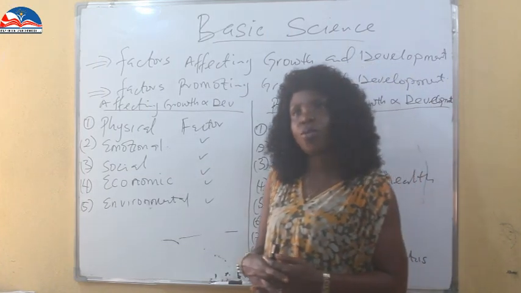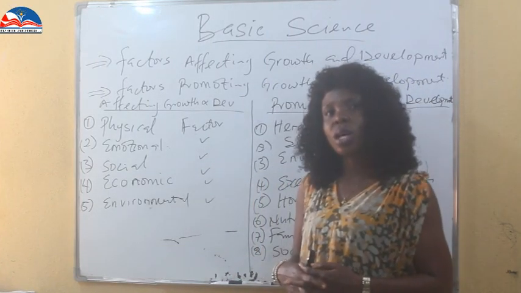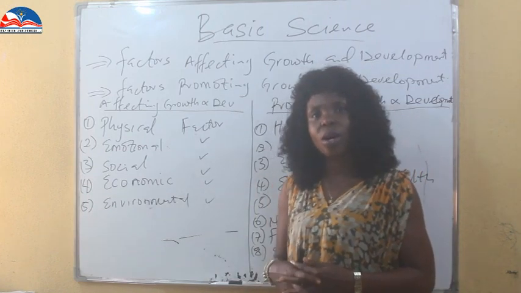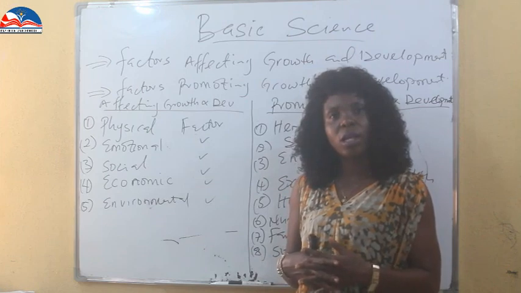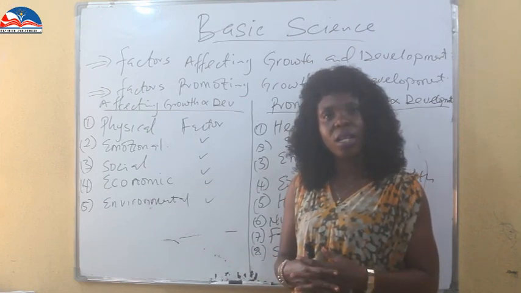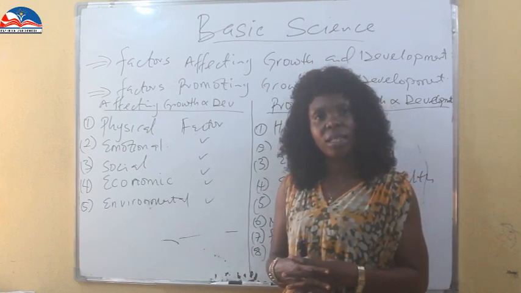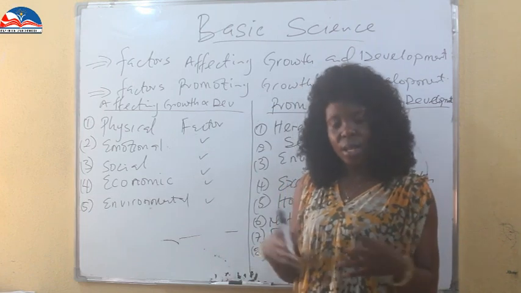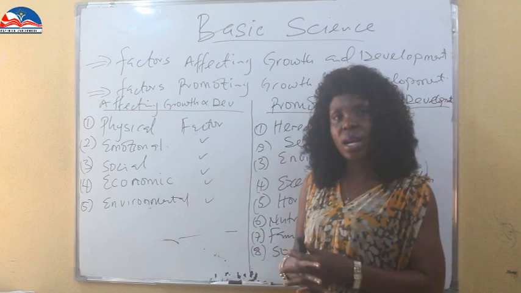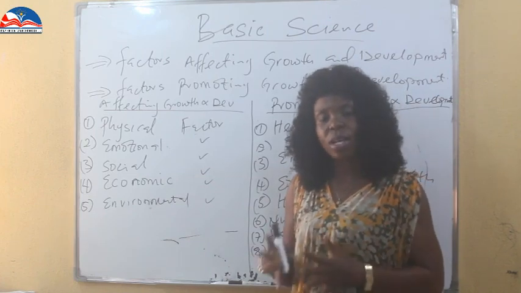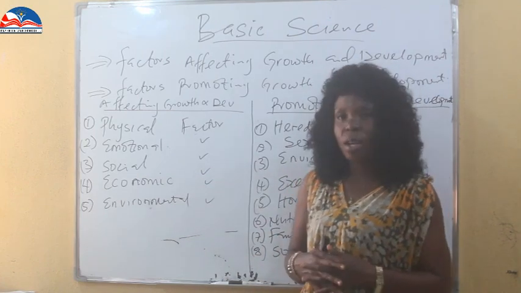And so these physical factors that can affect us can be as a result of our environmental condition, family background, economic well-being, and then genetics. We'll talk about those ones as we proceed in our class. But those are the factors that can affect our physical well-being.